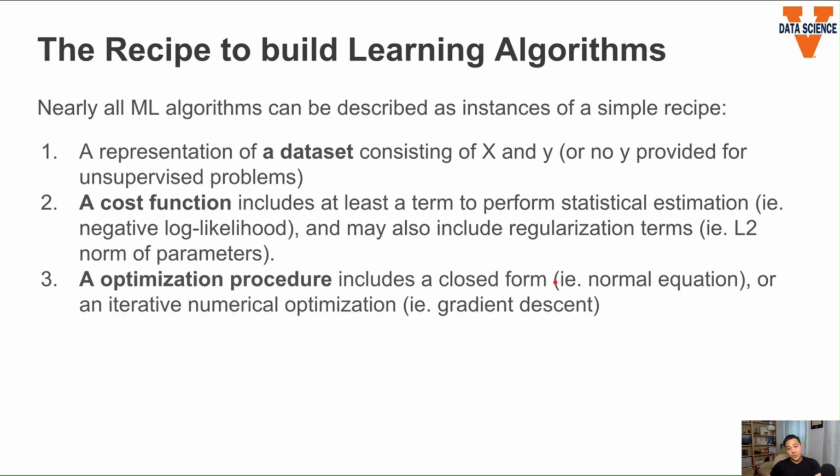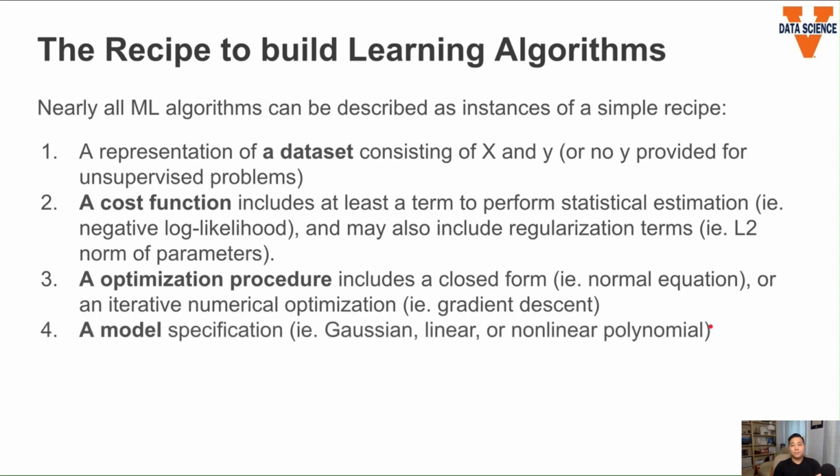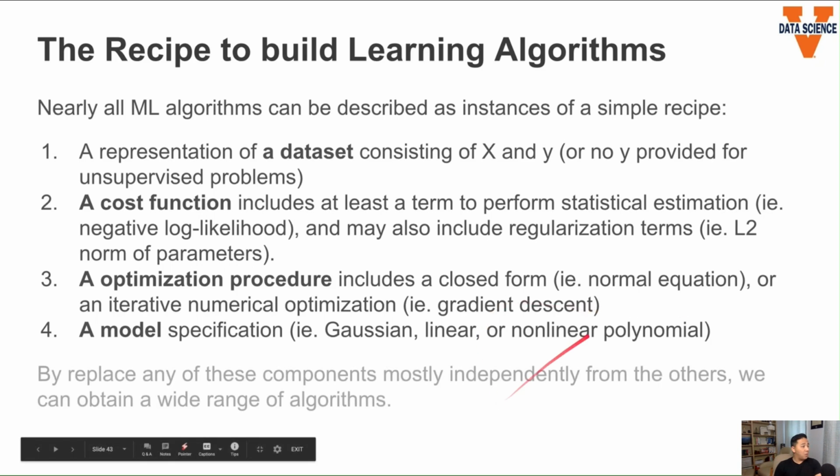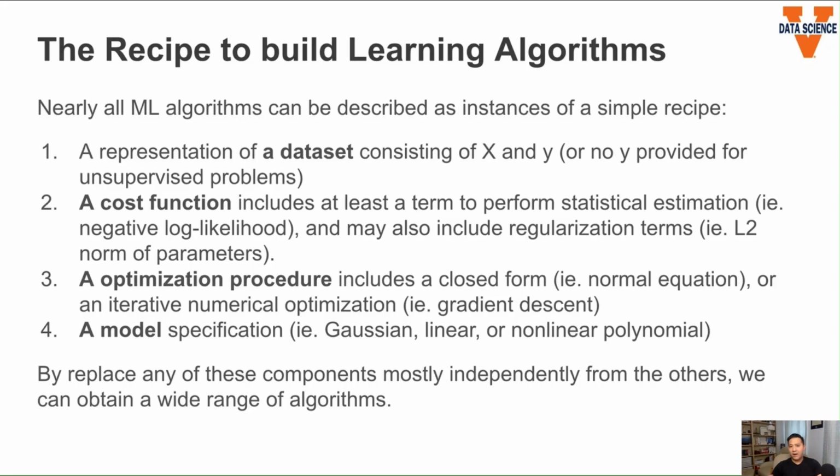Then you need an optimization procedure. This can be done in closed form, as I showed you with the normal equation, or it can be done iteratively, like gradient descent. So you need one of those optimization procedures. And finally, you need some specification for your model, such as its capacity, whether it be Gaussian in the linear regression case, linear models, non-linear polynomial models, and so on and so forth. With all these four, you can replace different components of this recipe, and you can end up with a wide range of algorithms. So keep these four things in mind when you're moving forward. It may be very useful for you to design some learning algorithms.